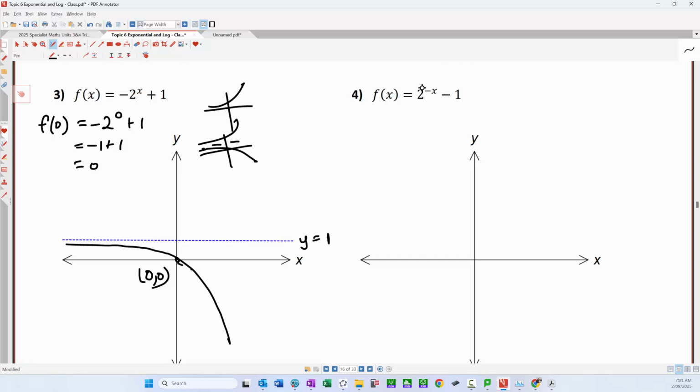All right, this one here, we need to look at that and just sort of go, okay, I know that this is going to have a reflection in the y-axis. Hopefully you can see that through intuition. I'll show you another way to do that as we sketch this. Right, so asymptote is moved down 1 unit. Y-intercept occurs when x is equal to 0. So f of 0 is 2 to the 0 take 1, which is 1. So that means negative 1, 1.